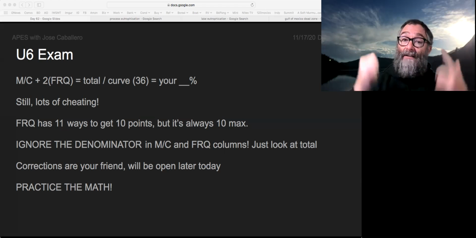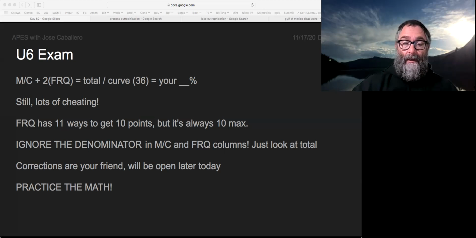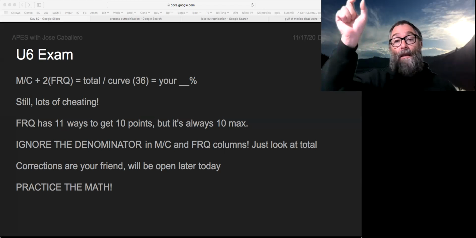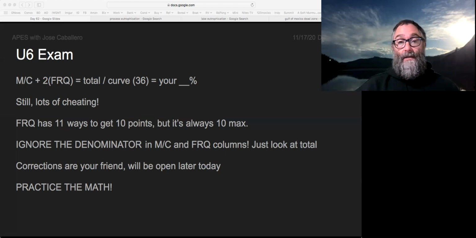That's just a place where I get to record your multiple choice and free response scores. I've said this for the last 5 exams as well. Make sure that you just look at the total. It'll be multiple choice, free response, ignore, and then the one that matters is the exam total.